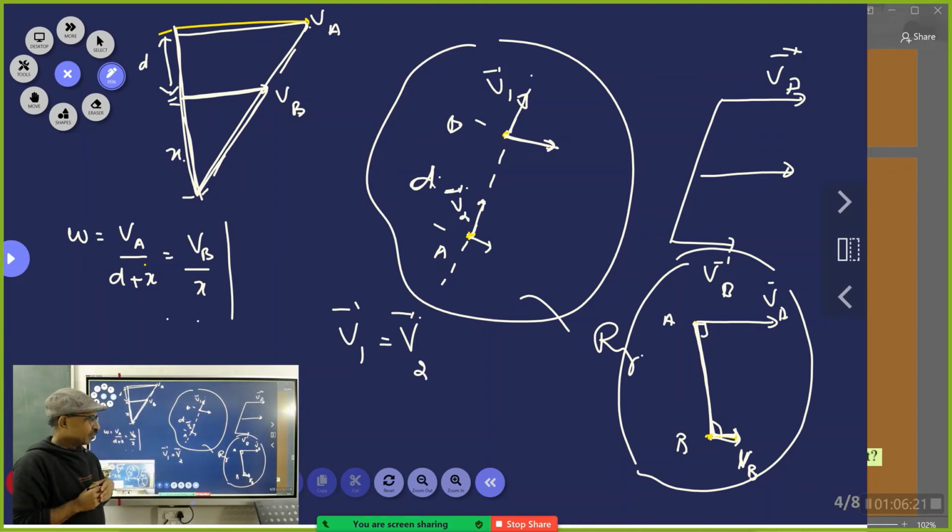Sir, only at this instant, the velocities of A and B are like this. Whenever I write VA, VB, it is at that instant only, unless I said it is uniform velocity. Unless expressly specified, it is this. Okay, fine?